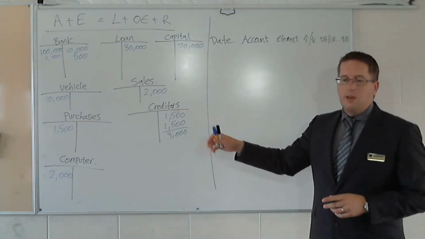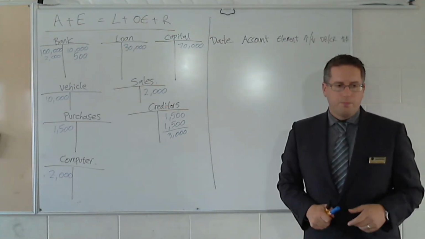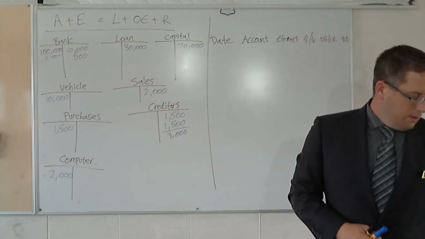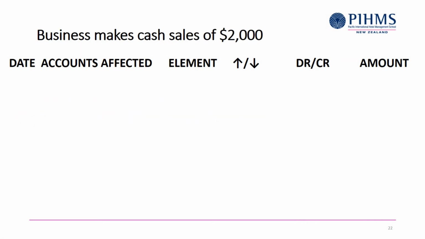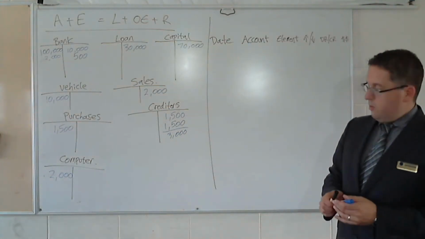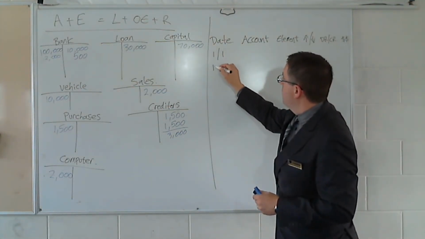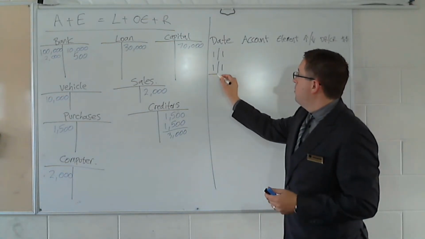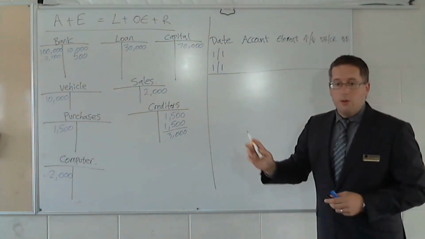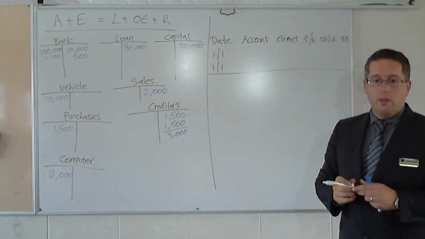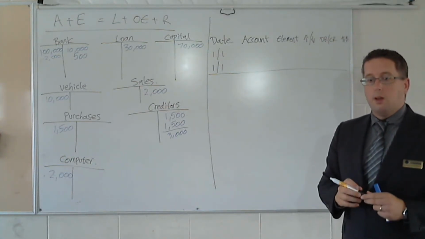We'll come back to the T accounts next week. So let's have a look at some of our transactions. Same 4 transactions. A business makes a cash sale of $2,000. So we start off with the date. I'm just going to put the first. Now, 2 accounts are affected. So there are going to be 2 rows affected.